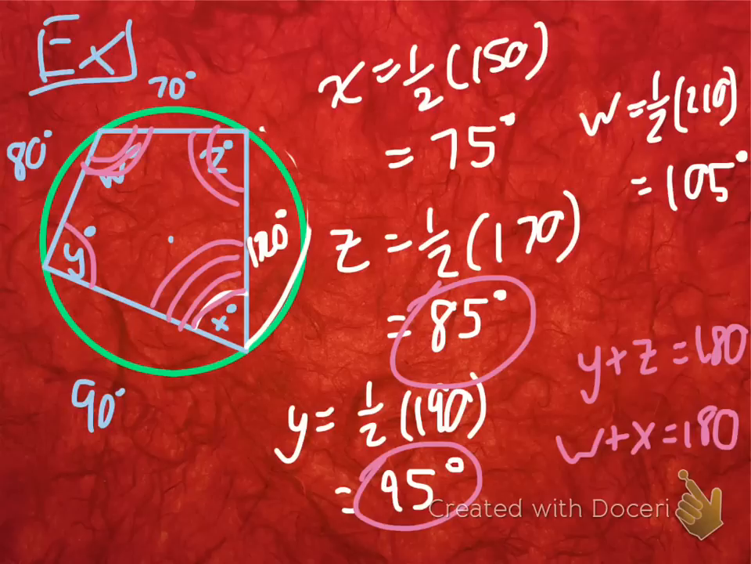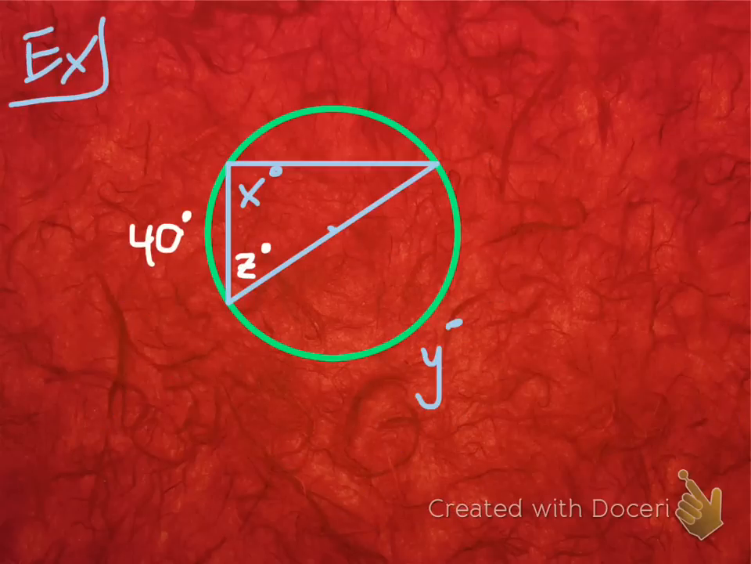Okay, let's look at another example here. We have a circle with an inscribed angle forming a triangle where the diameter of the circle, that's this segment here, is forming a triangle with that inscribed angle. So let's see what we can do here.